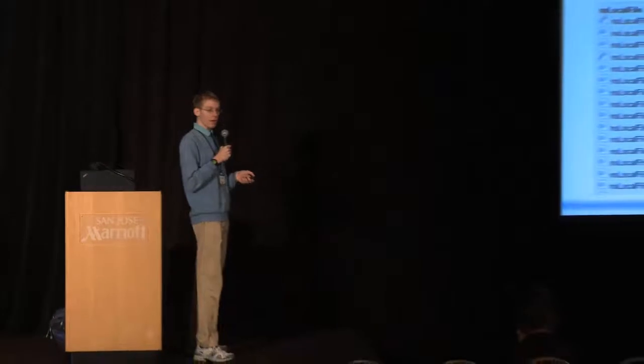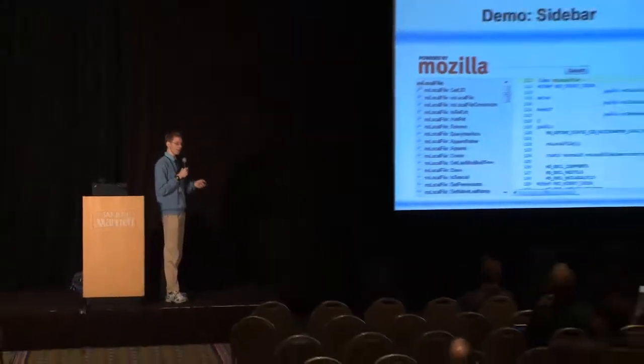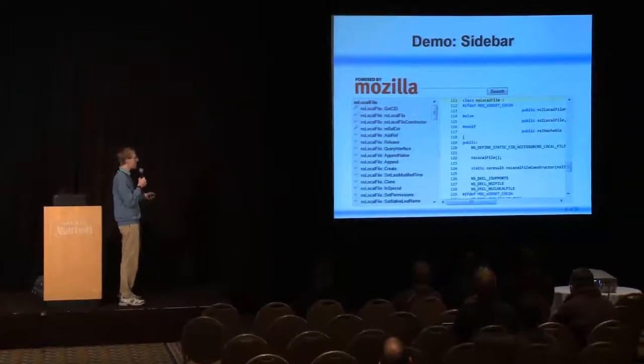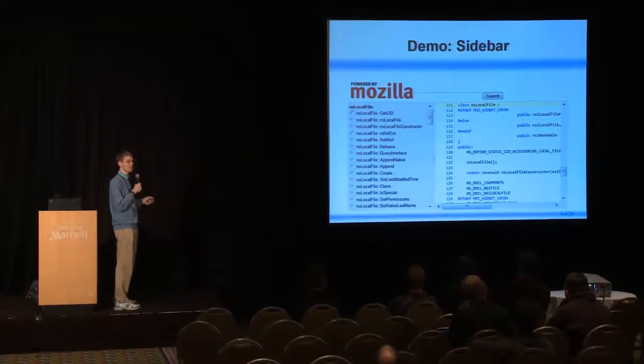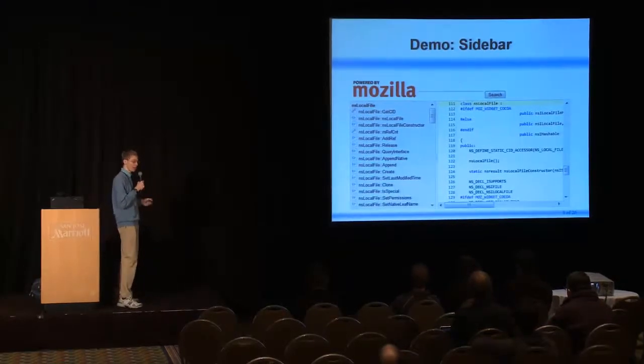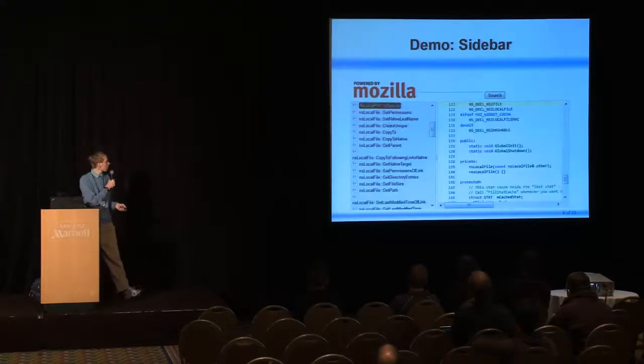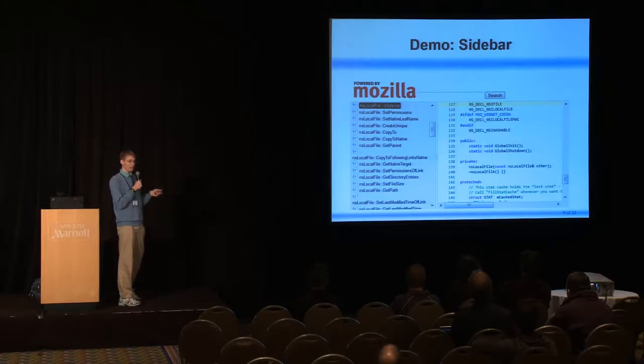So let me give you a little demo of the web app. This is basically what it looks like. We have a search bar at the top, and the source code file on the right. What we also have, which is different from many other tools, is a sidebar on the left. This sidebar tells us every single function, every single variable, every single class that's defined in this file. So if I were to click on any of these function names, it would go to the location where that is declared or defined in that file.